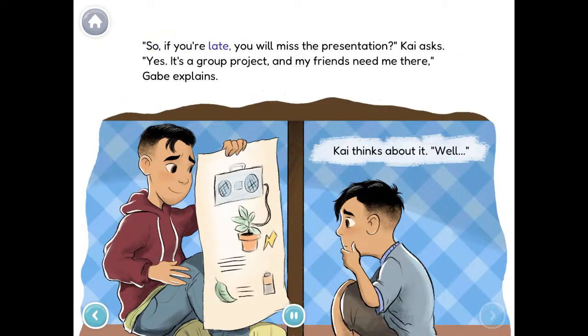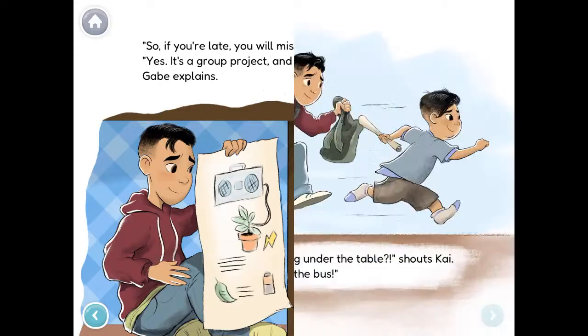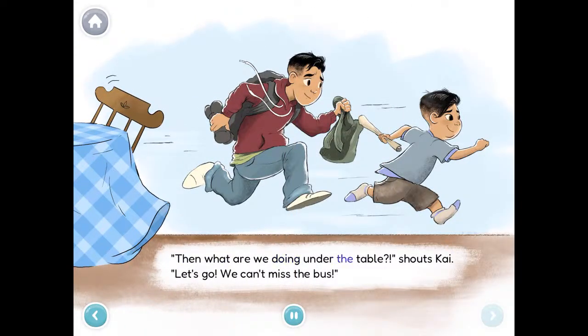"So, if you're late, you will miss the presentation?" Kai asks. "Yes, it's a group project and my friends need me there," Gabe explains. Kai thinks about it. "Well, then what are we doing under the table?" shouts Kai. "Let's go. We can't miss the bus."